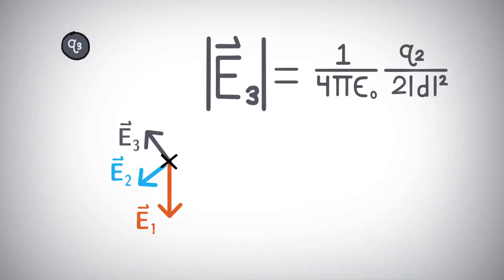The direction of E3 is represented by the direction of this arrow, which points toward Q3, as it should since Q3 is negative, along the line joining the observation point x with the location of Q3.